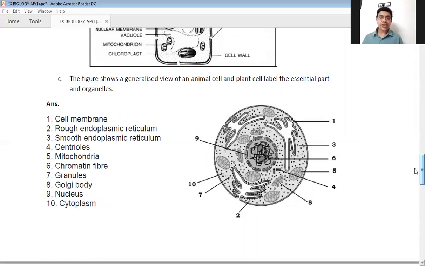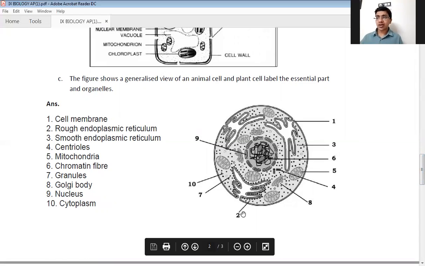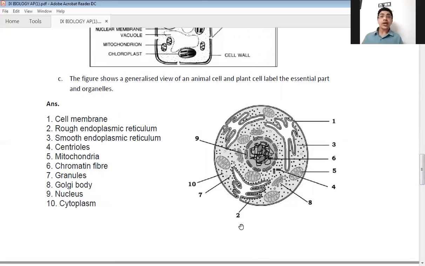Let's go in order so that it becomes easier for you to understand. I'll move the cursor here so that you can see. I'm talking about this particular number 2. If you see this numbering, it is showing endoplasmic reticulum, but there you can see dot-like structures. That means it is rough endoplasmic reticulum. So you are supposed to very clearly mention rough endoplasmic reticulum. Now, why do I say that you are supposed to mention it very clearly?